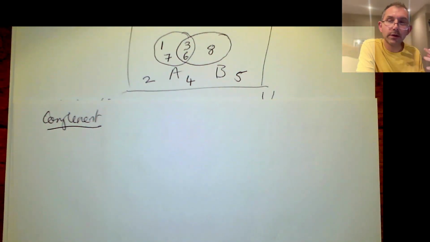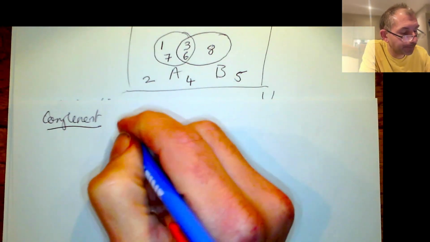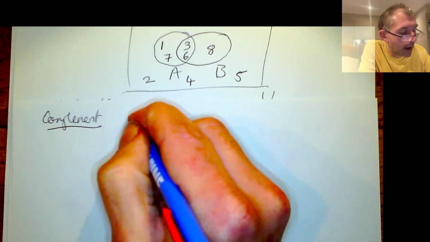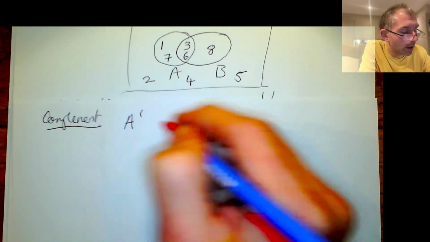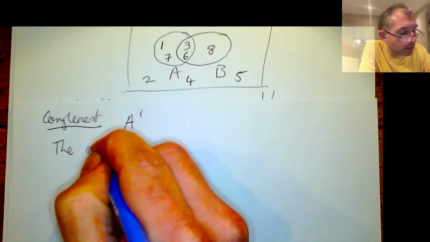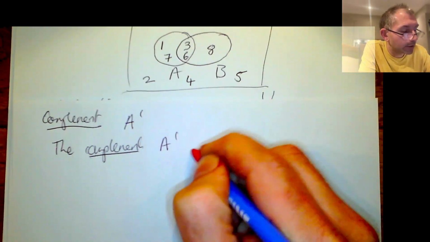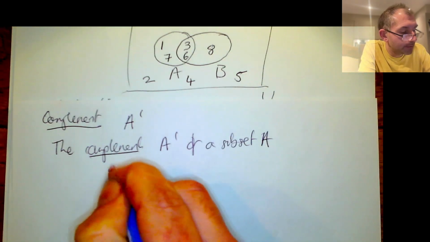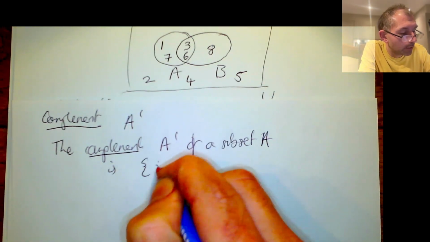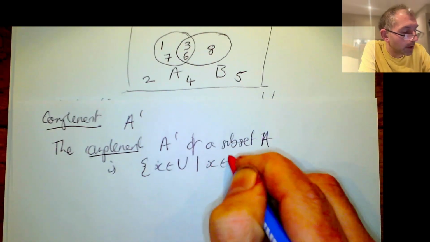So the complement is all the stuff that is not in a set. So it just takes one set and it produces the elements that are not in it. So the complement A dashed. So let's sort of write this out. The complement A dashed of a subset A is the set of all elements in the universal set which are not in A.